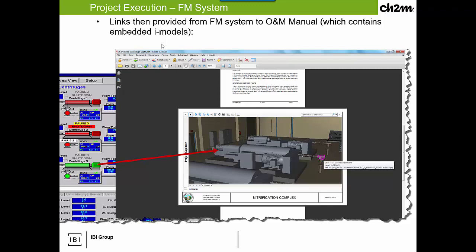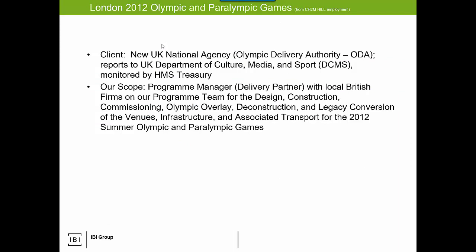That's all, just hyperlinks. Next, we're going to move to the London Olympic and Paralympic Games for 2012. Very quickly, this is a massive scale project that I had the pleasure of working on for a couple of years, literally from '06 to '08.